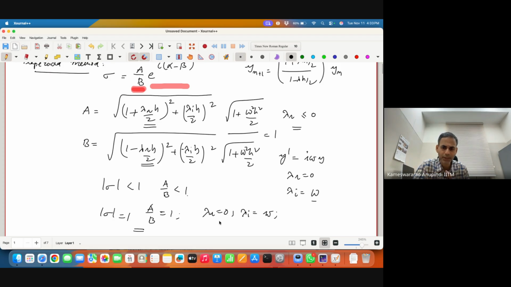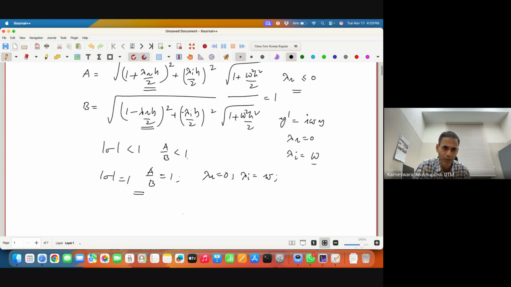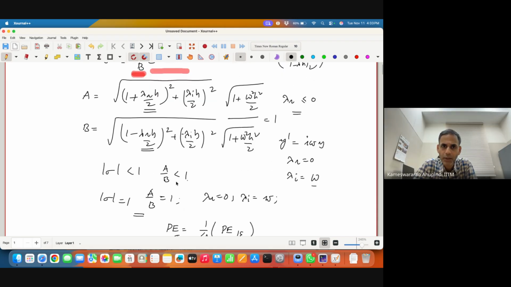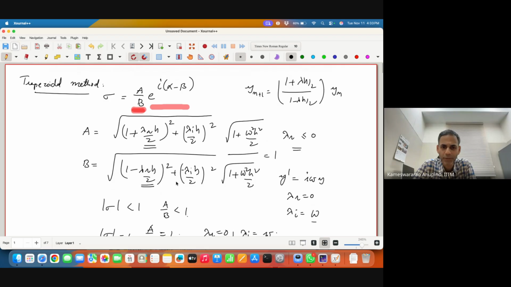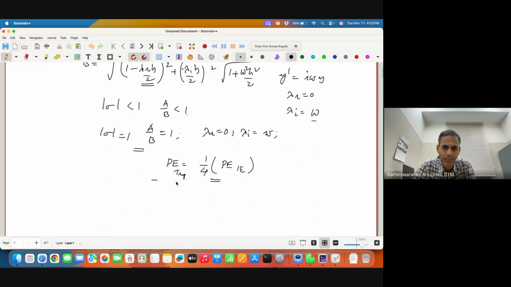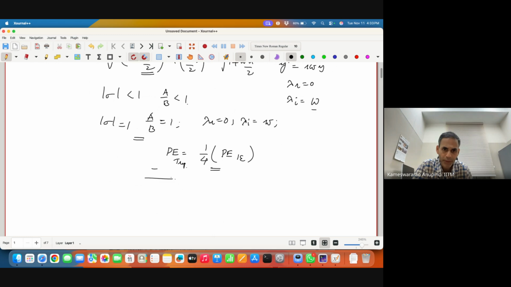Okay, is that clear? Otherwise we have done that the phase error is 1/4 of the phase error obtained by implicit Euler, right? This we have done. Yes, sir. Okay. Is it clear now, this part? I think I might have missed saying this yesterday. Thank you for pointing this out.